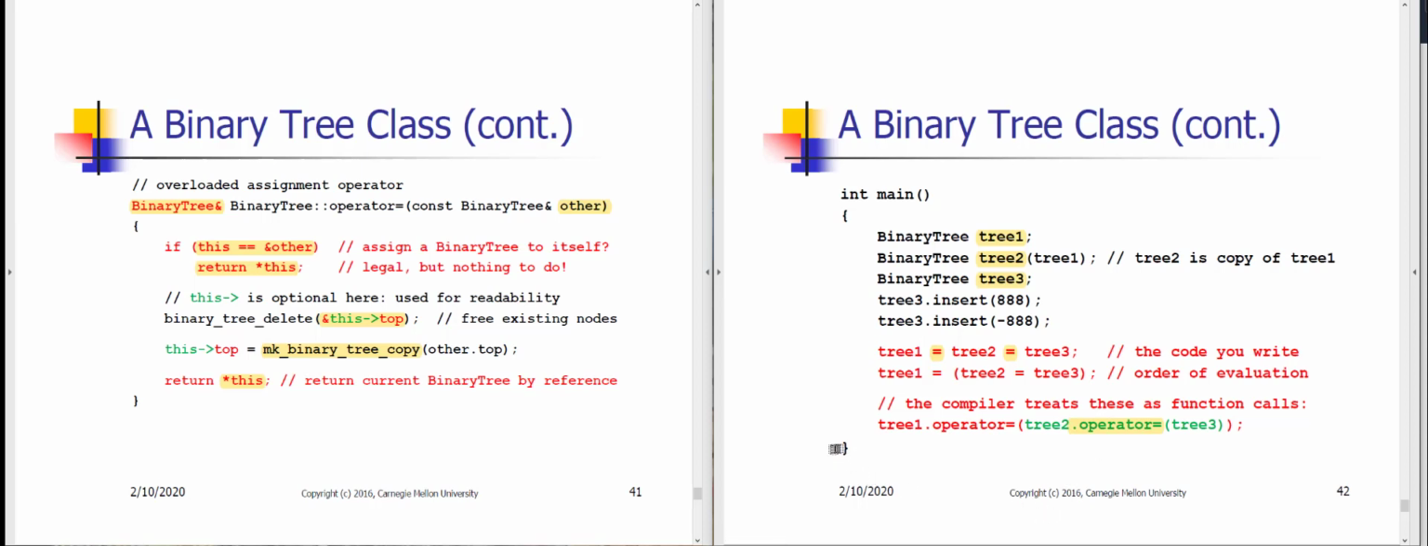When we hit the closing curly brace at the bottom of our application, then the destructor gets invoked in reverse order for each of these constructed trees. That is, the destructor gets invoked for tree 3 first, then for tree 2, and finally for tree 1. And then the program is done.